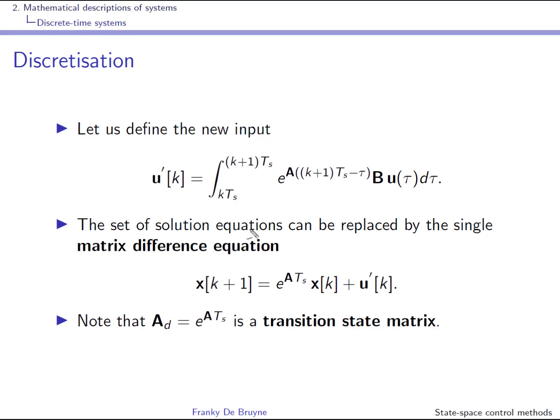So this is a summary of the previous slide. We arrive at a matrix difference equation, okay, that is over here. And the matrix that is over here that we'll call AD is the state transition matrix. So far, we have said that the influence of the input comes in the form of this u prime that is defined over here.